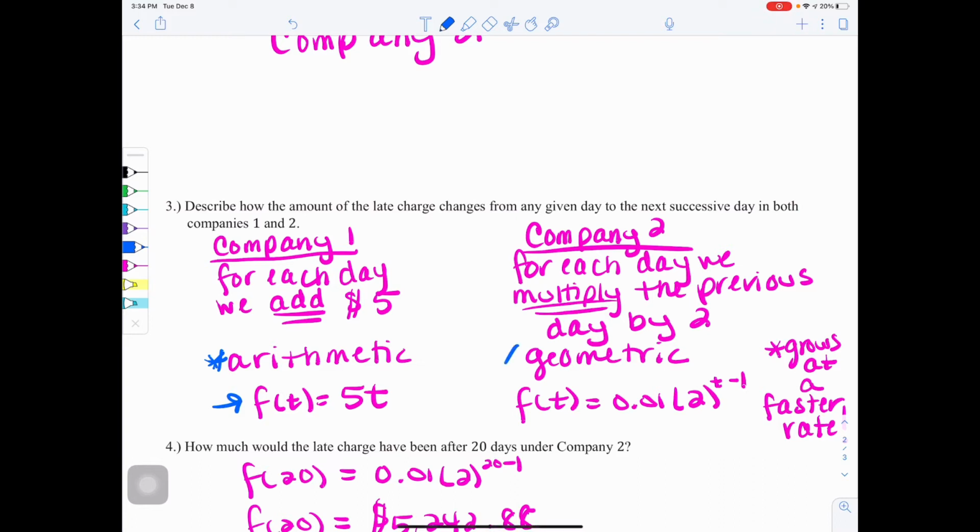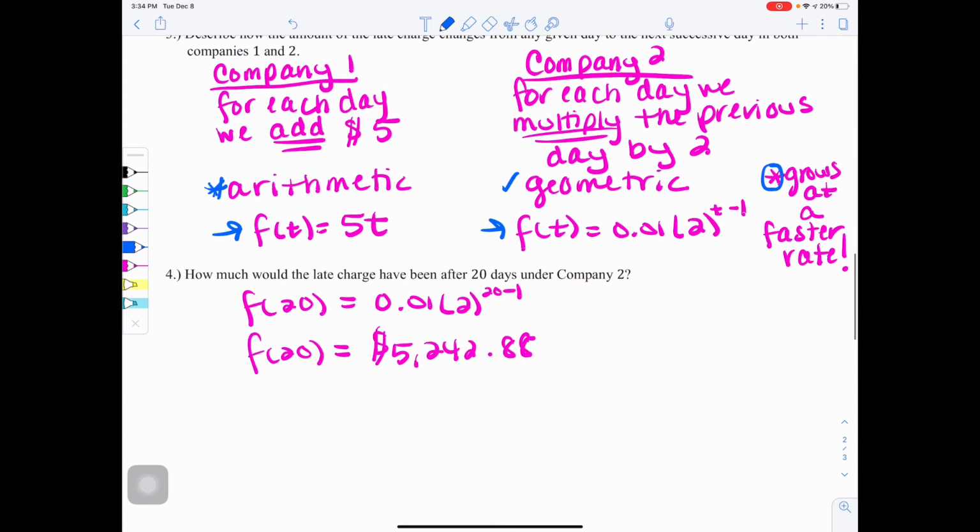So here we're geometric, and we have our formula here that I also wrote on the previous page. A special note over here on the side that I would like you to add: it grows at a faster rate in company 2 because of this multiplying pattern, as opposed to company 1 where we're adding the same amount every single day. Then in question 4, how would the late charge have been after 20 days under company 2?